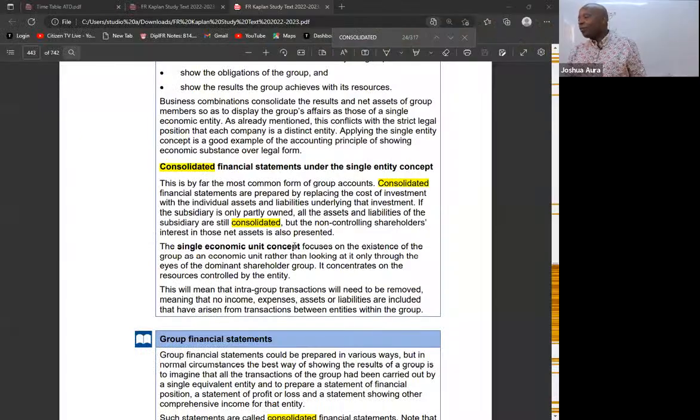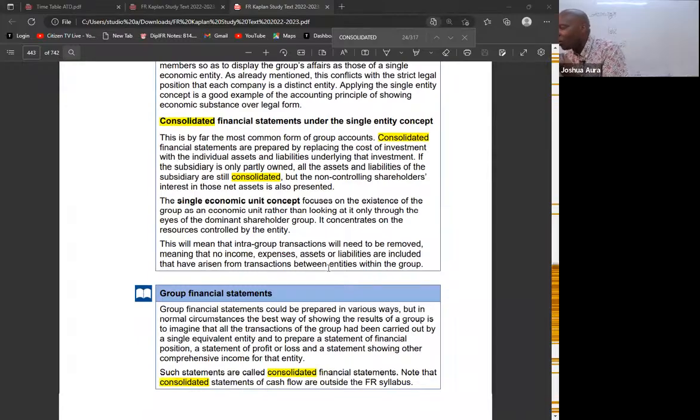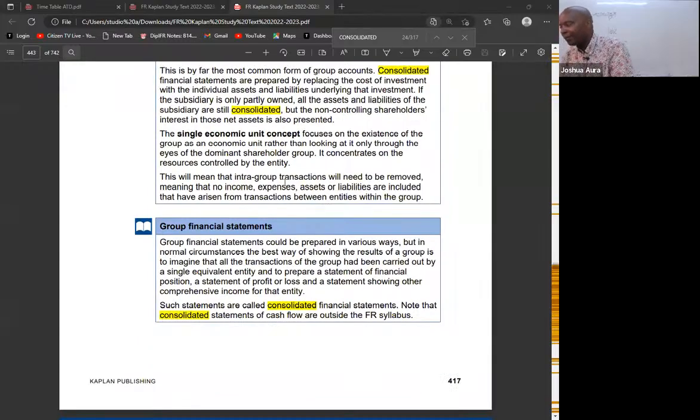The single economic unit concept focuses on the existence of the group as an economic unit rather than looking at it only through the eyes of the dominant shareholder group. It concentrates on the resources controlled by the entity. That will mean that intra-group transactions must be eliminated, meaning that no income, expenses, assets, or liabilities are included that have arisen from transactions between entities within the group.